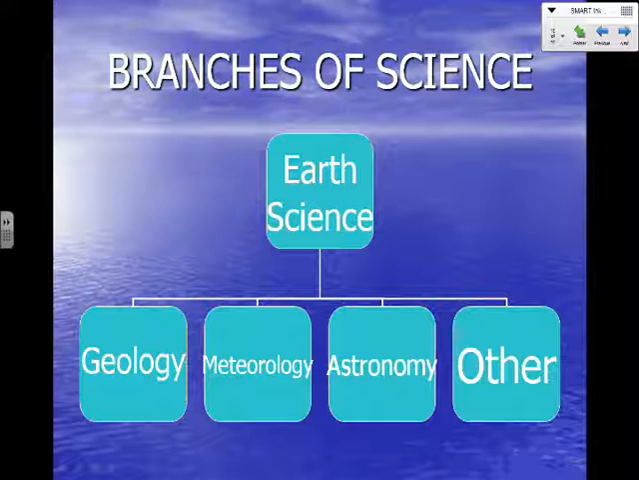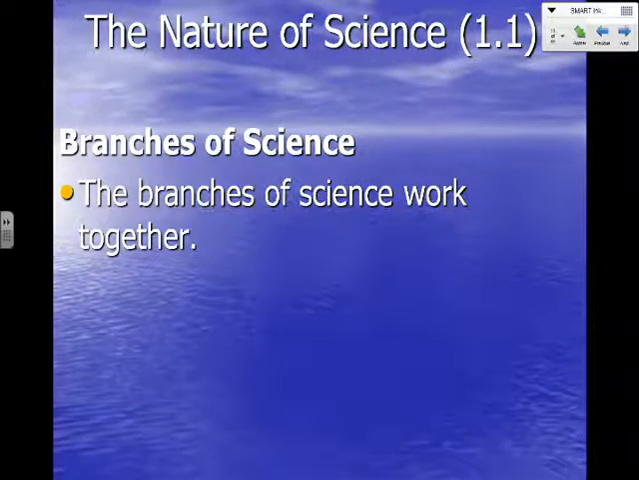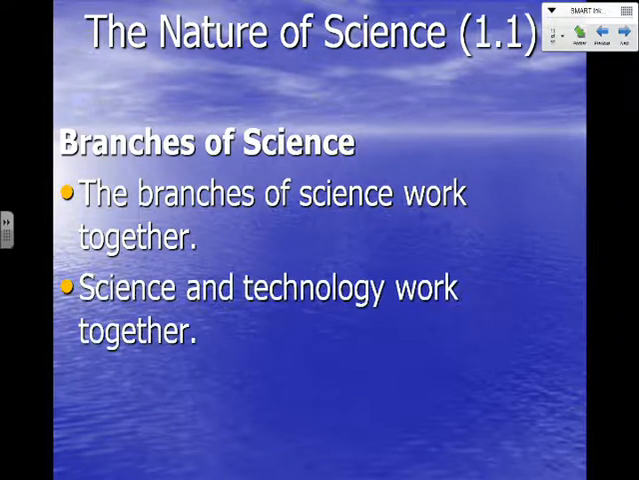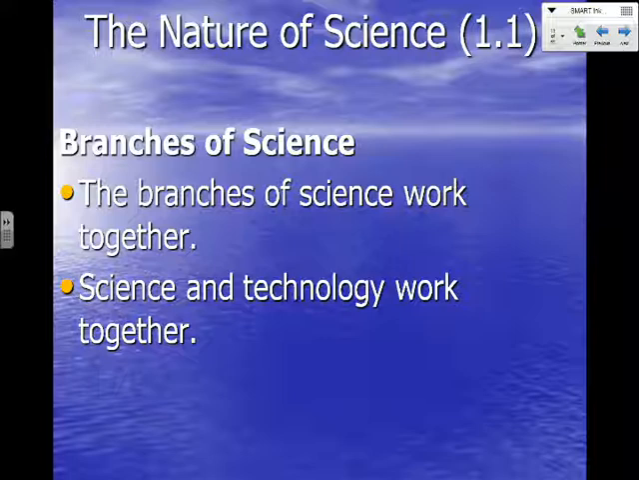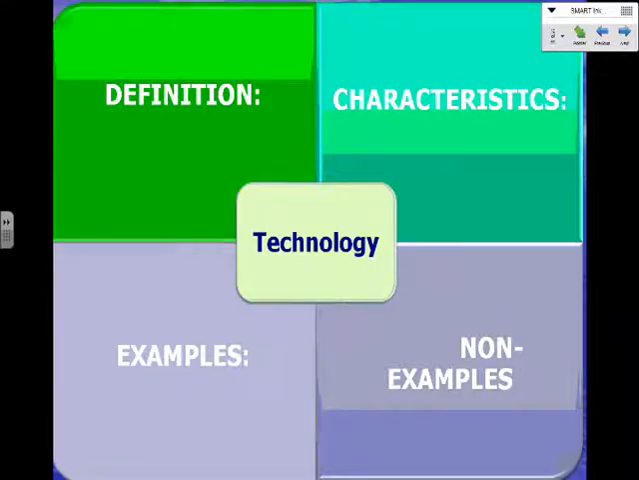One of the most important things I want you to remember about the branches of science is that they all work together. You cannot have chemistry without biology. You can't have meteorology without physics. Okay, all of them work together, and you need all of them to work. Now, science and technology is also two items that work together, and we're going to talk a little bit about what technology is. Now, what you see right here on your screen is called a Frayer model. A Frayer model is something we're going to use throughout this class.